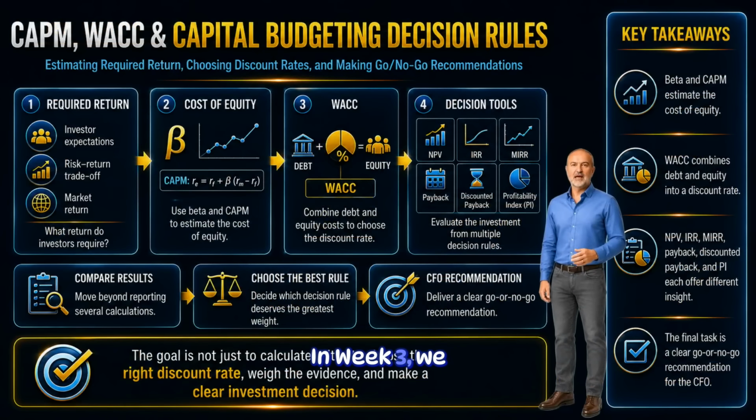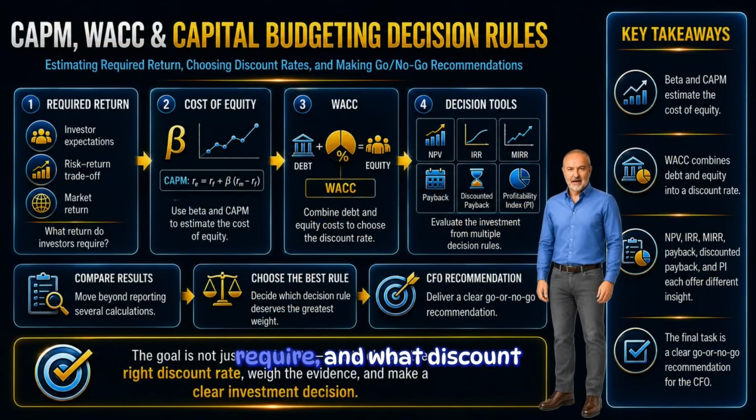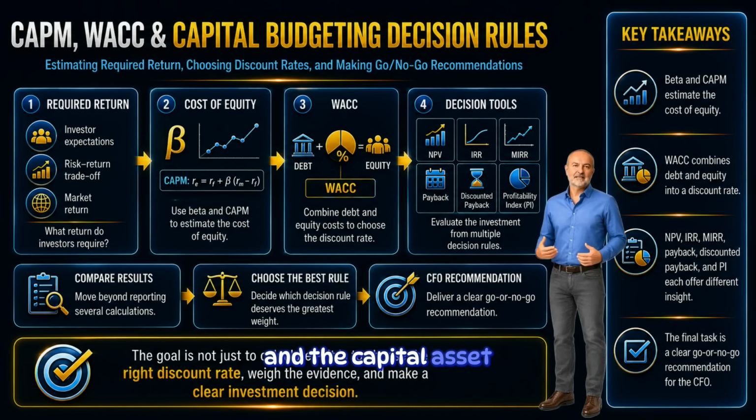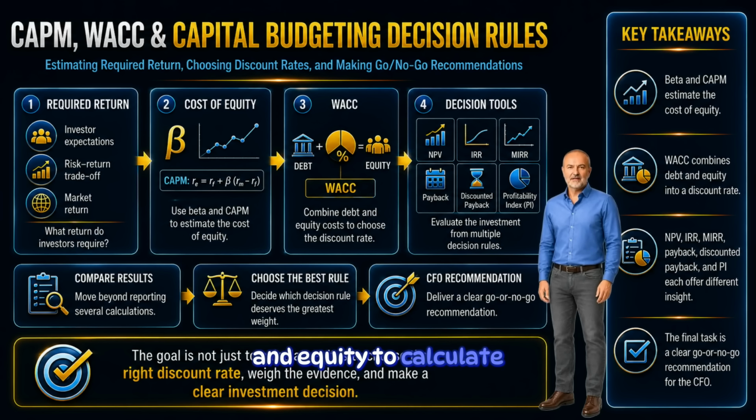In Week 3, we ask two central questions. What return do investors require, and what discount rate should a company use when evaluating an investment? You will use beta and the capital asset pricing model to estimate the cost of equity. You will then combine the costs of debt and equity to calculate the company's weighted average cost of capital.